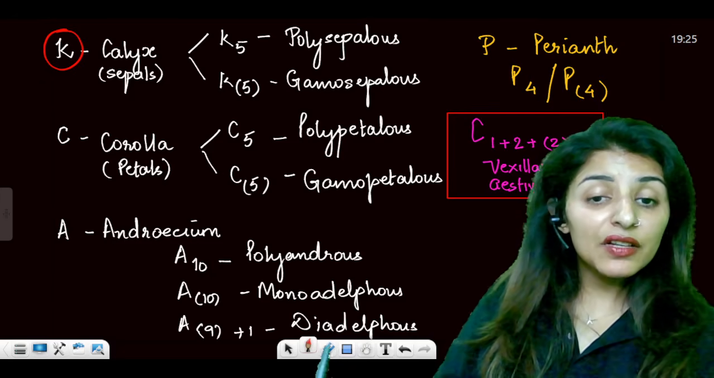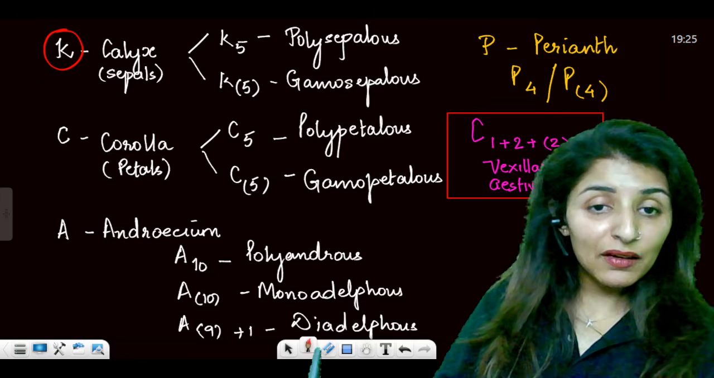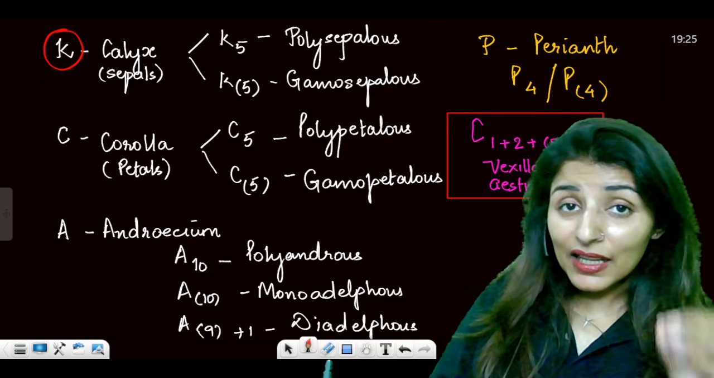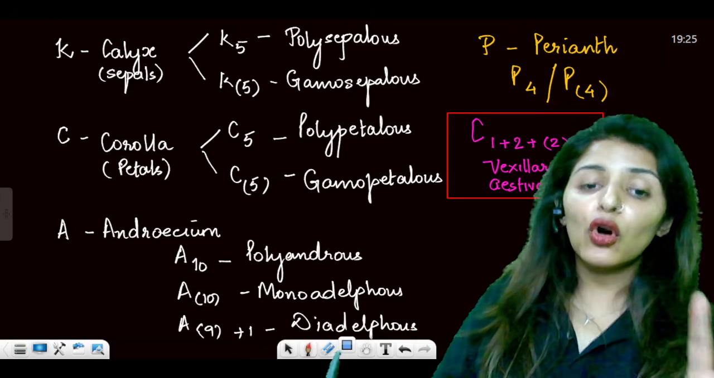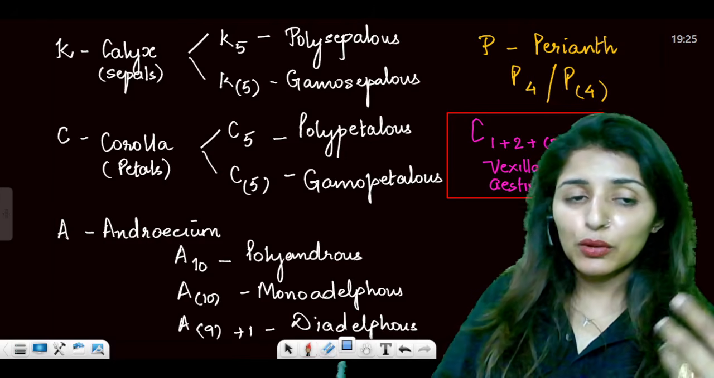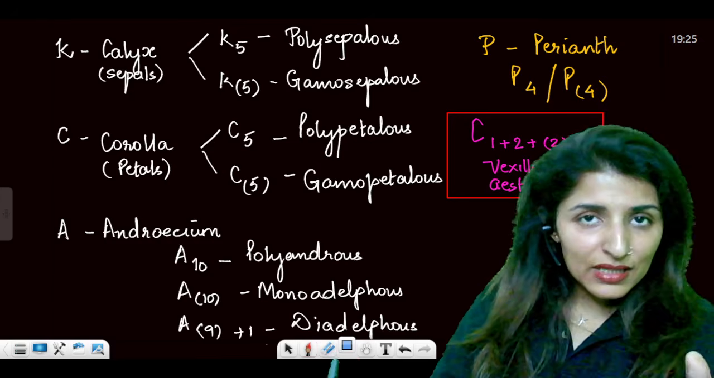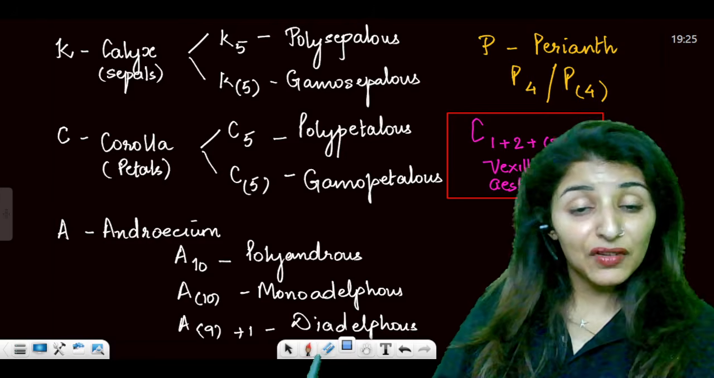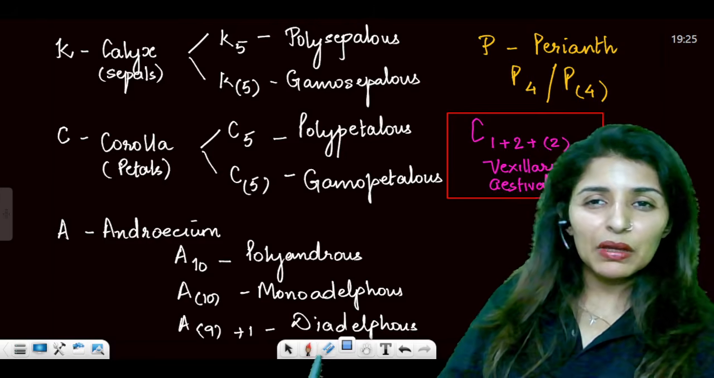Monoadelphous is a typical condition found in Malvaceae. The family Malvaceae, Mono Malvaceae, MM. Remember that. Now, if there are 10 stamens but they are distributed into 2 different groups, we call it diadelphous. For example, it could be 5 plus 5, or 9 constitute one cylinder, putting brackets around the 9, and plus 1, diadelphous. This condition will be seen in Fabaceae, that is your pea and beans and so on.